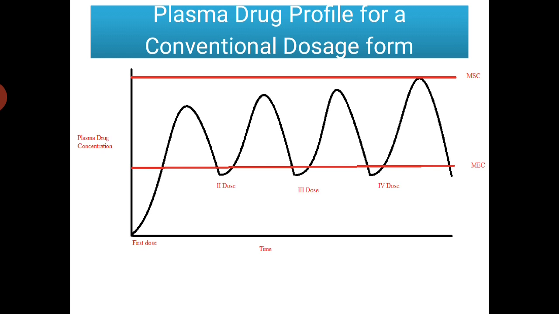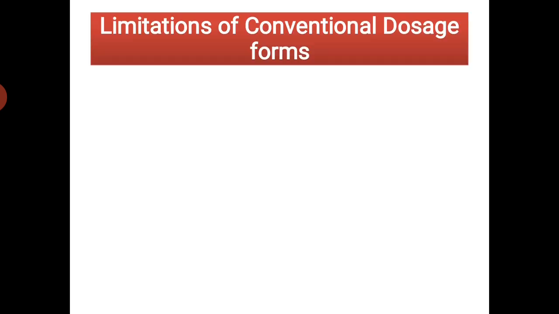So in this graph, there are so many peaks and so many valleys. It goes high, it comes down, goes high, it comes down. This happens regularly. If there are n number of doses, there will be n number of peaks, and there will be valleys also. So this is one of the main drawbacks of the conventional dosage form. Let us see what the limitations of the conventional dosage form are.